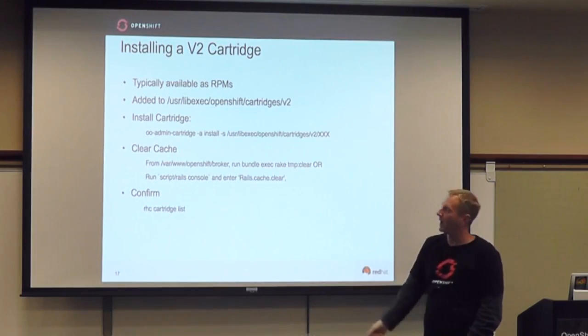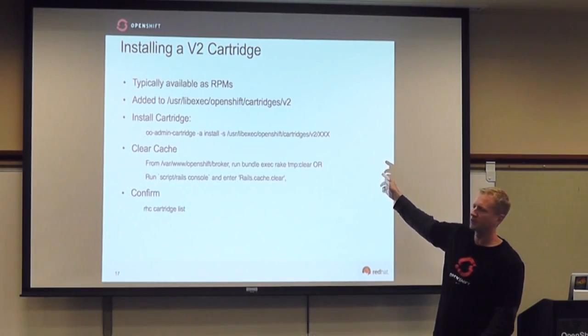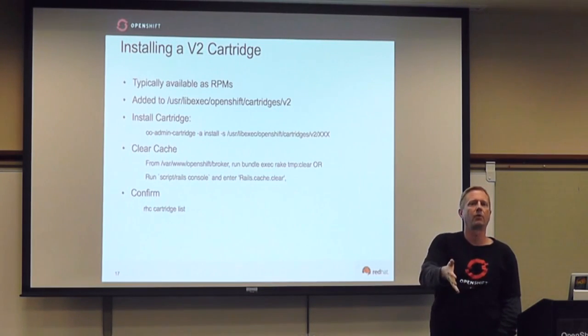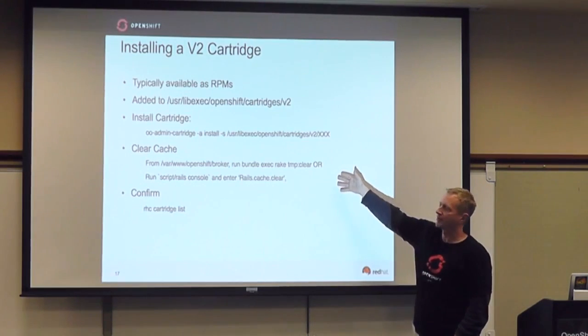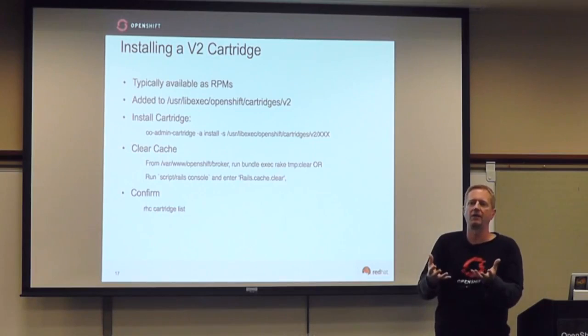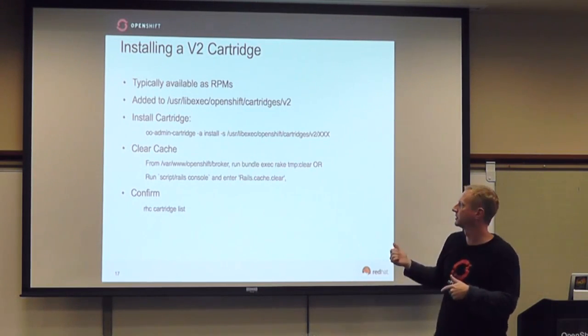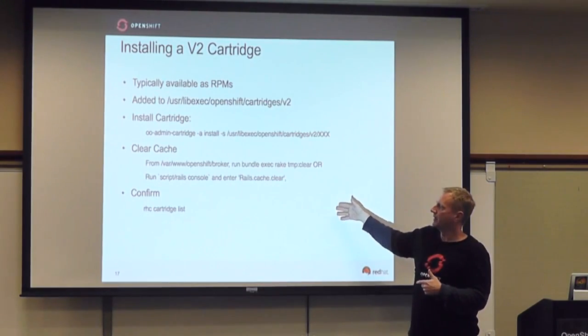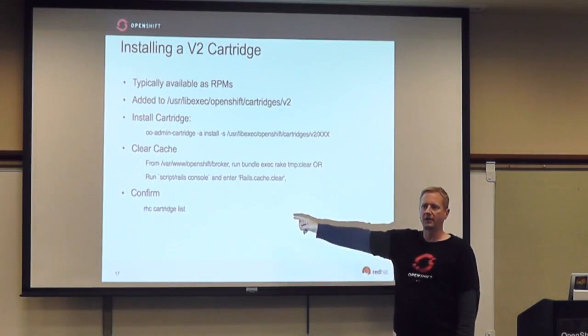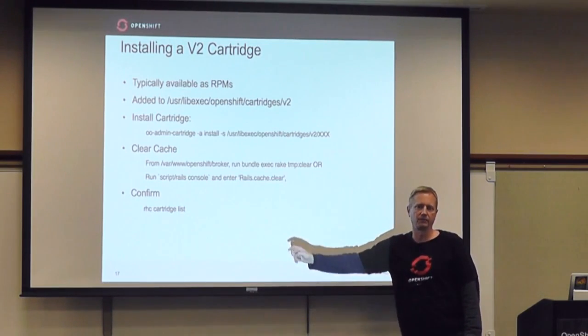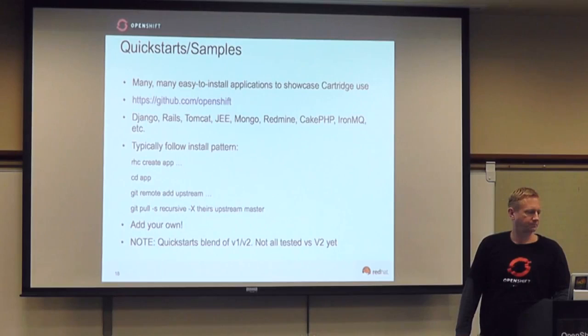There's one, oo-admin, that will go and install the particular cartridge, which tells the node and the broker that, hey, I've got a new cartridge that's available. Then you clear the cache to make sure that what's cached on that node gets cleared so it picks up the new cartridge. And then you can confirm it by running rhc cartridge to make sure that your cartridge is actually there.